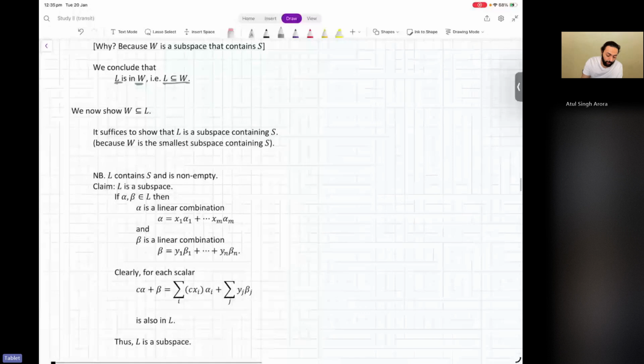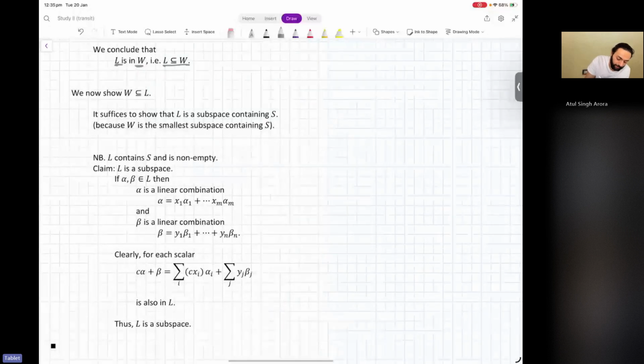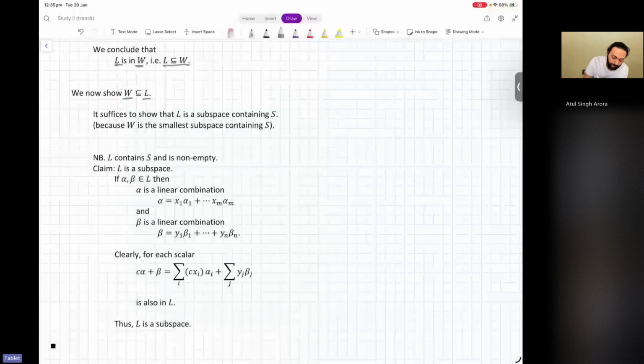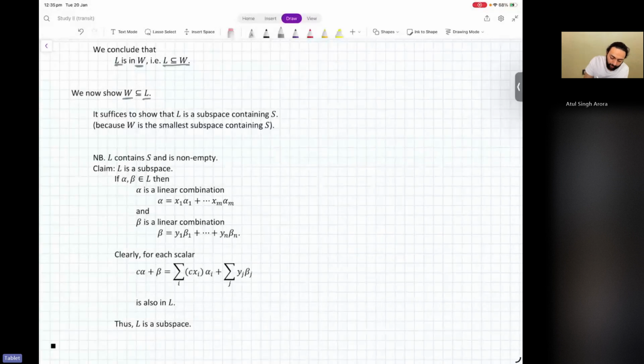Okay, now what we're going to do is see how W is contained in L. And we observe that it is enough to show that L is a subspace containing capital S.